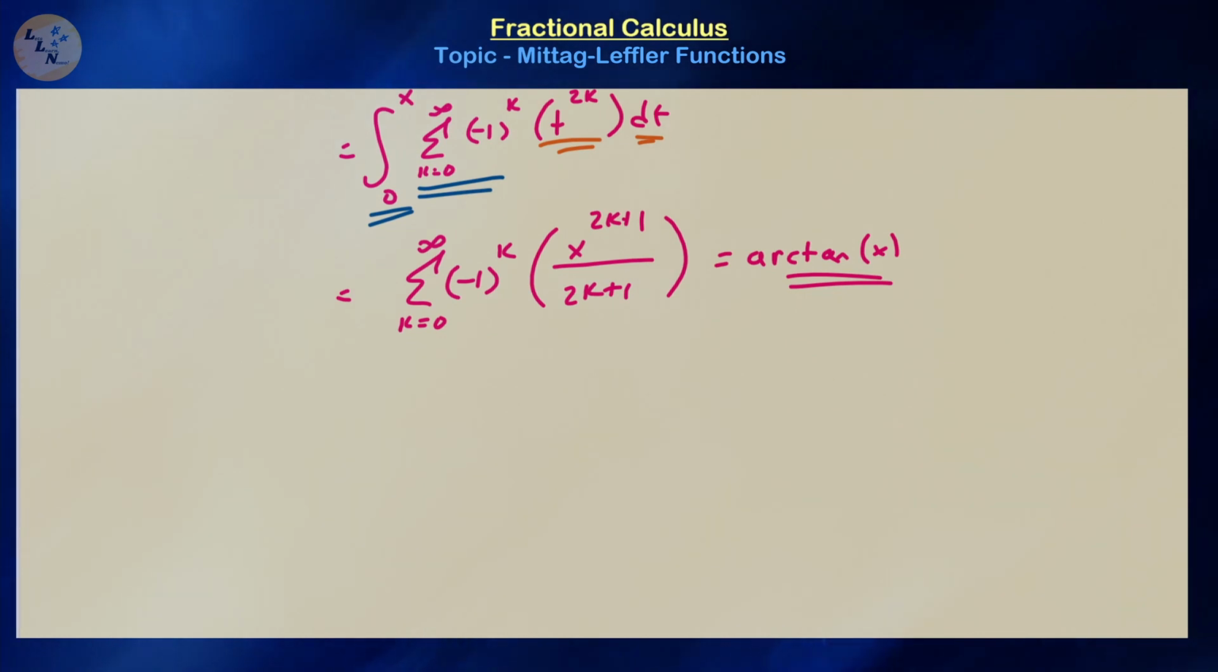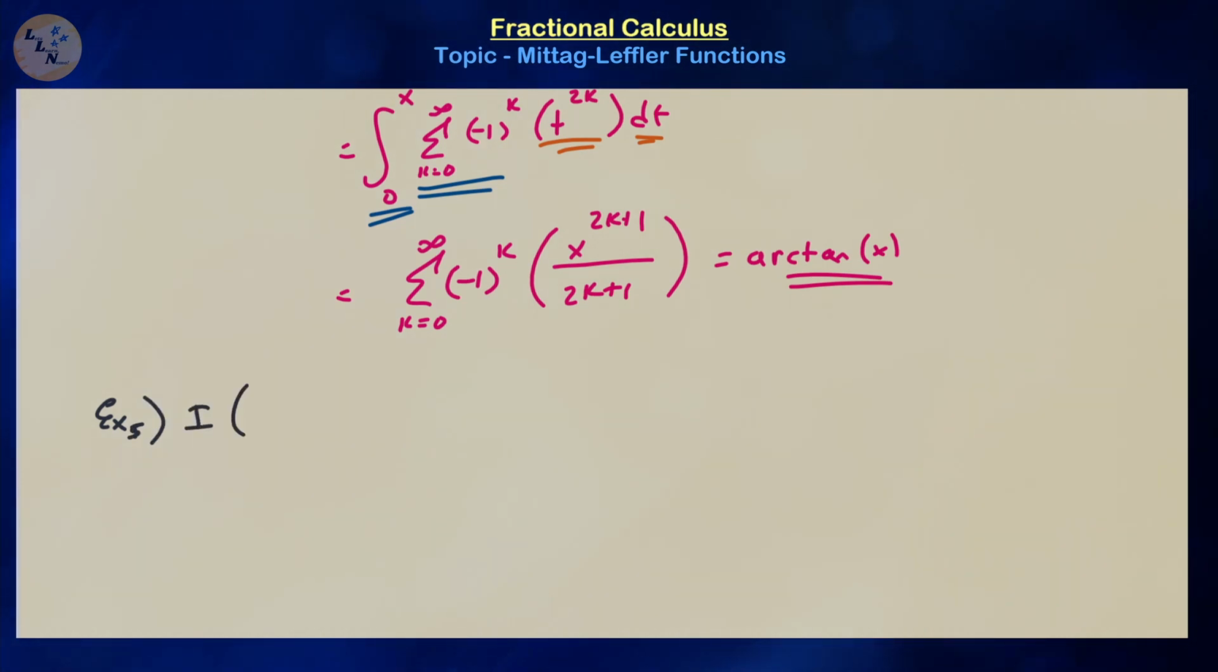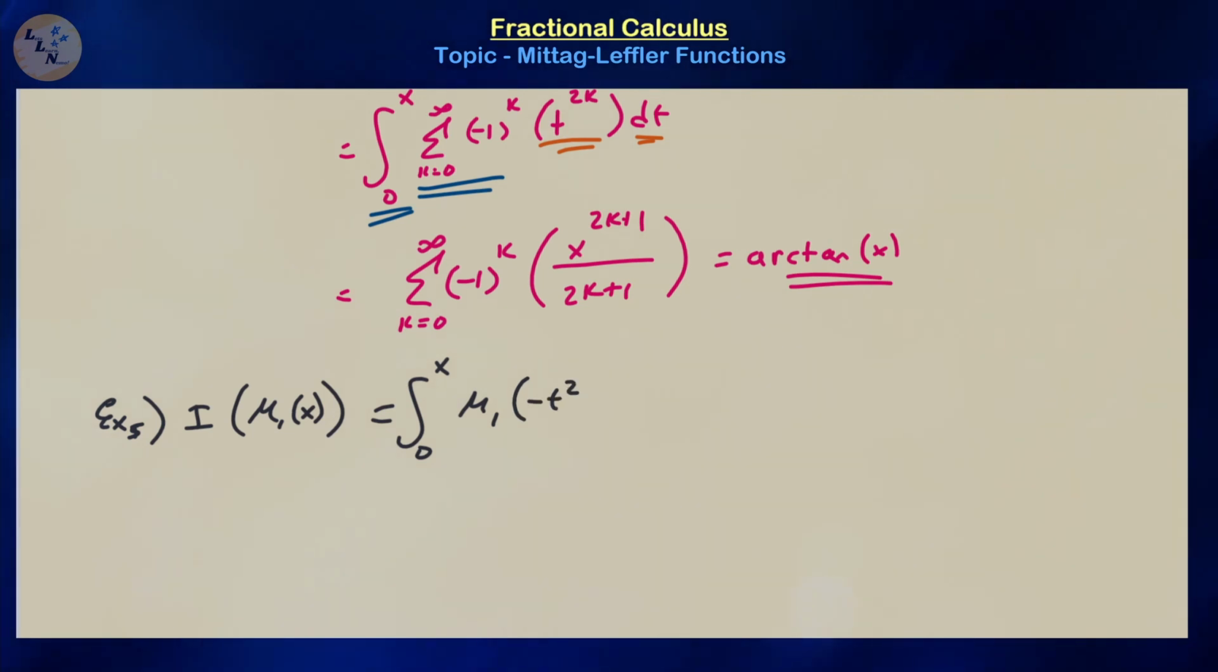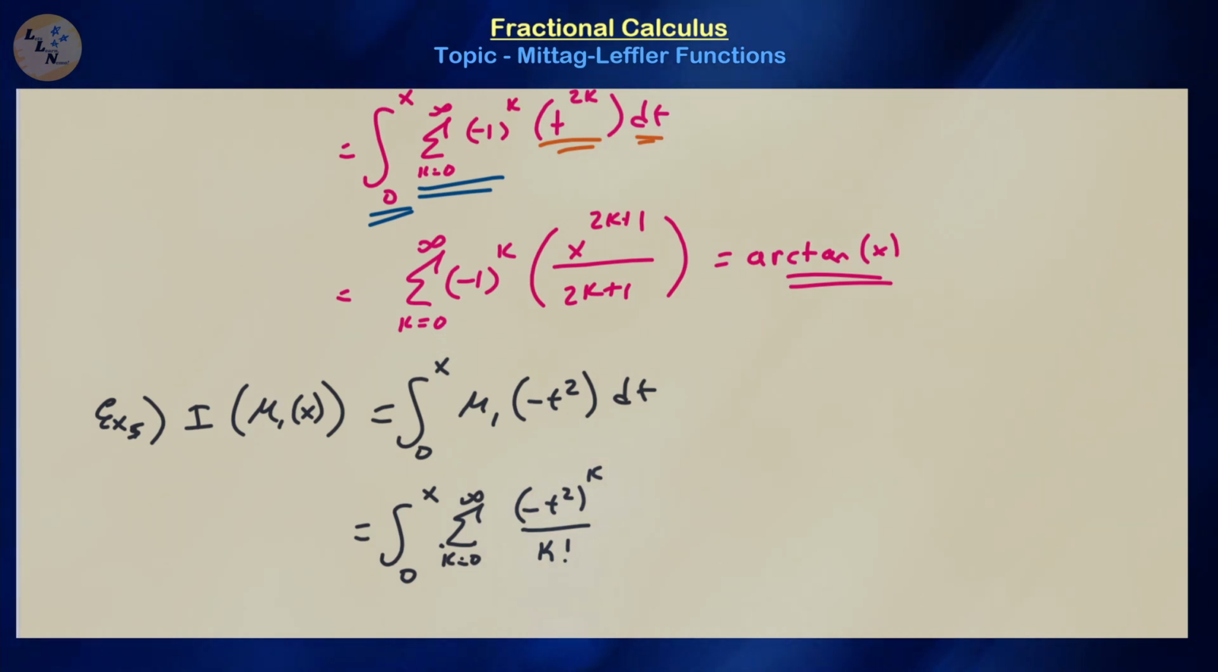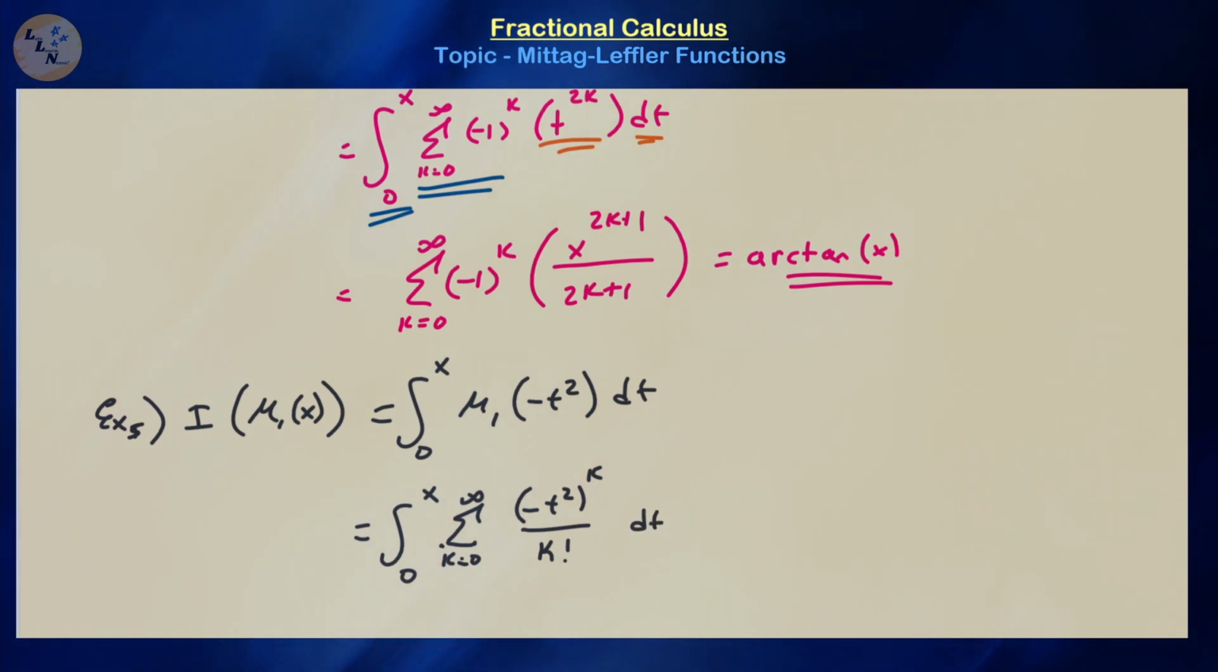So let's look at another example. So that's Mittag-Leffler 0. What about Mittag-Leffler 1? Right? So example 5, the integral of Mittag-Leffler 1. So that's going to be equal to the integral from 0 to x of Mittag-Leffler 1 evaluated at minus t squared dt. So it's going to be equal to the integral from 0 to x of the sum from k equals 0 to infinity of minus t squared to the power of k all over k factorial. Remember, because it's gamma of k plus 1, which is just k factorial. Right. There's our dt there.